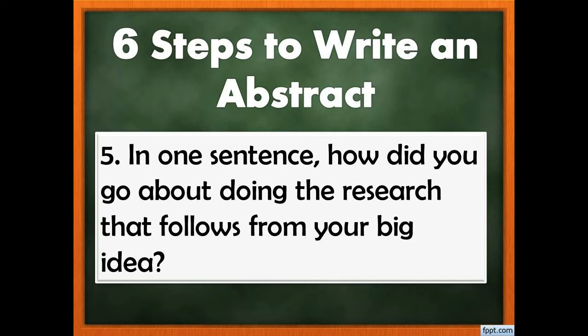For the fifth step, you answer the question in one sentence. How did you go about doing the research that follows from your big idea? Did you run experiments? Did you build a piece of software? Carry out case studies? This is likely to be the longest sentence, especially if it's a PhD thesis. After all, you're probably covering several years worth of research. But don't overdo it. Remember, the word abstract means a summary of the main ideas, with most of the detail left out. So feel free to omit detail.